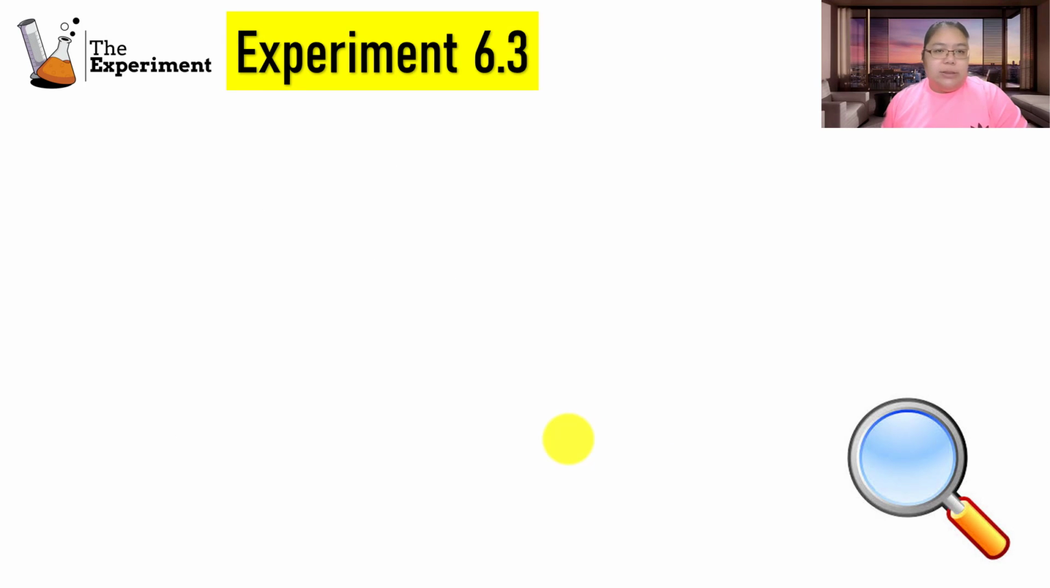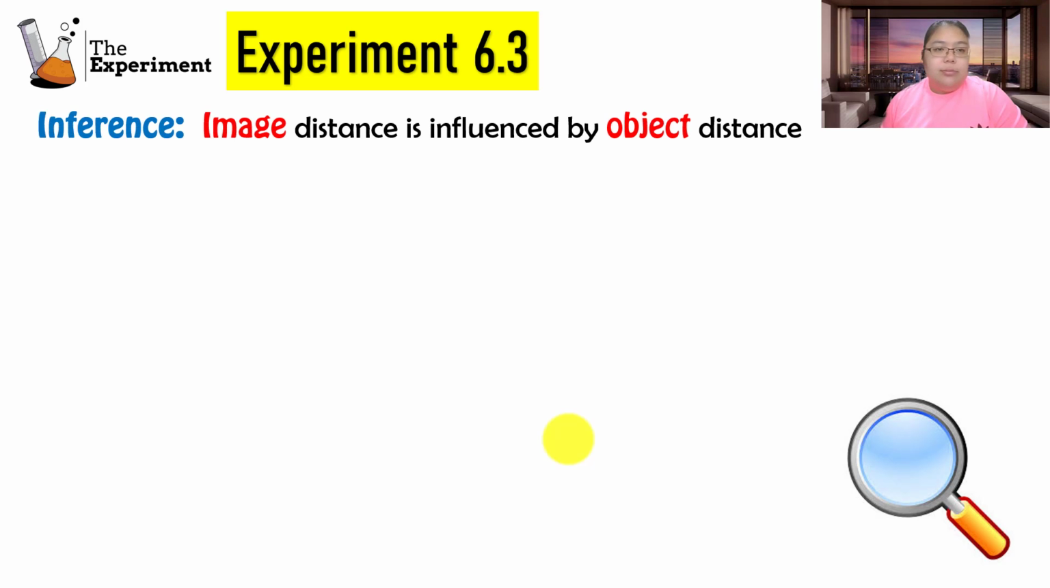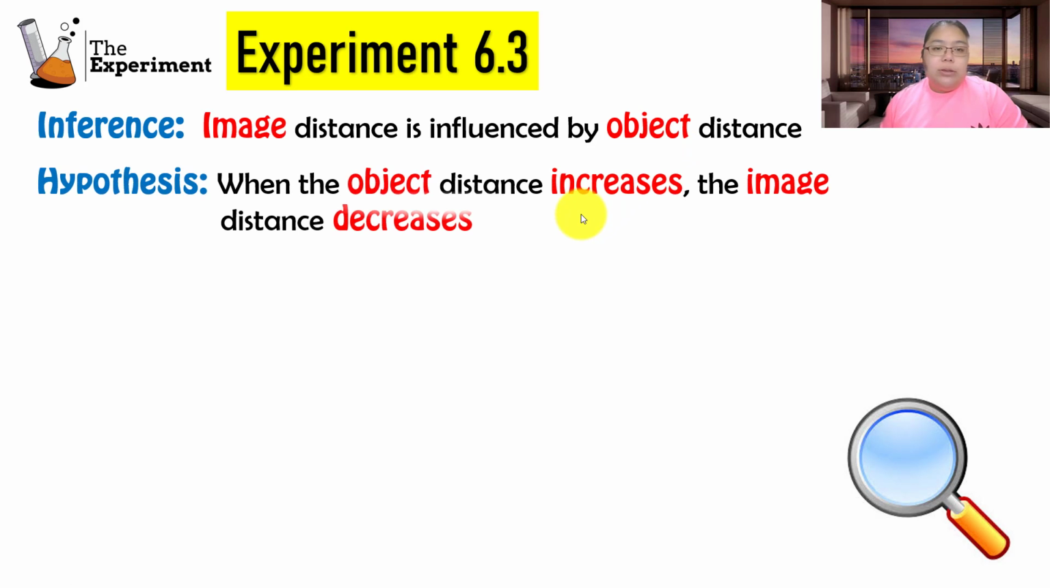Okay, let's see this experiment, 6.3, the relationship between the object distance and image distance. First, the inference: image distance is influenced by the object distance. So from here the image distance should be the responding variable. Object distance is the manipulated variable, which means we control the object distance. Hypothesis: when the object distance increases, the image distance decreases.